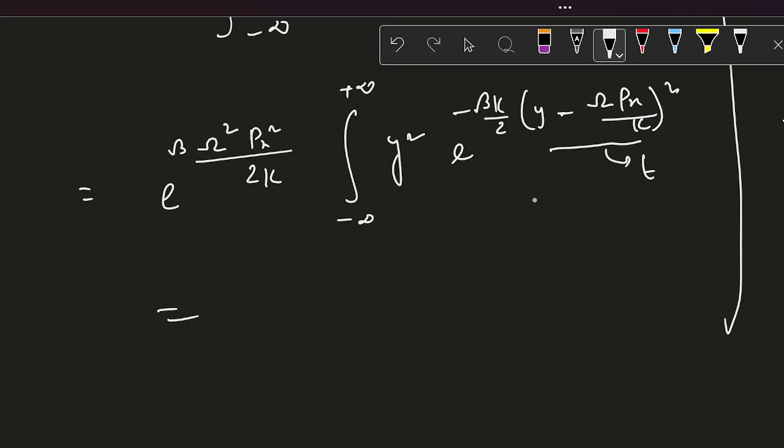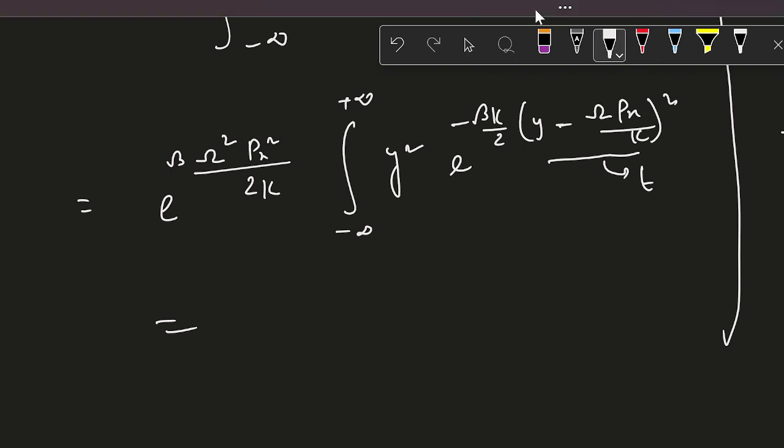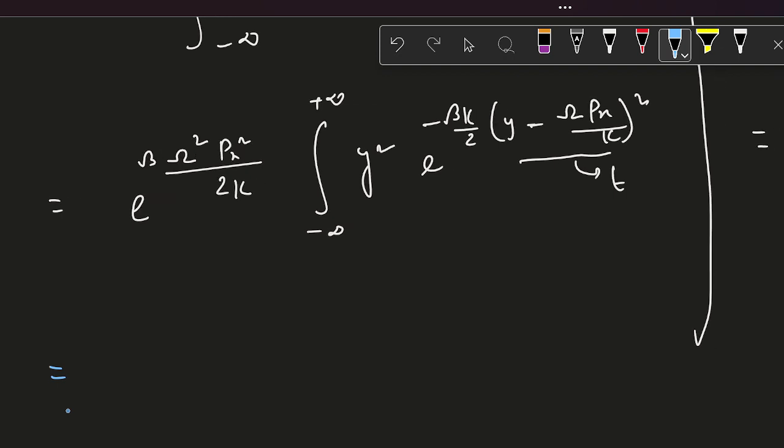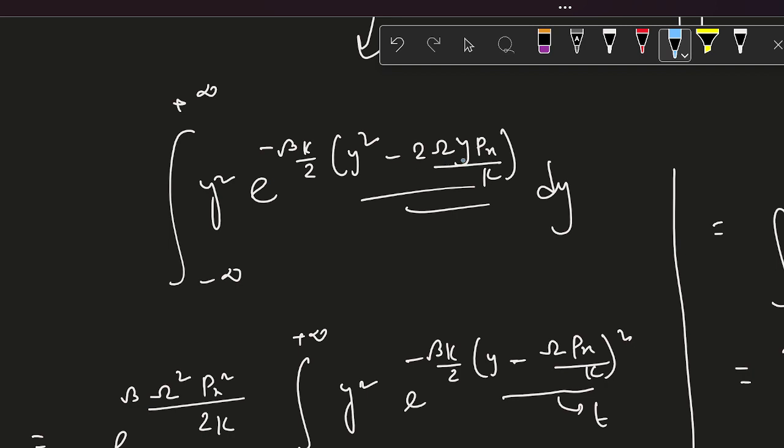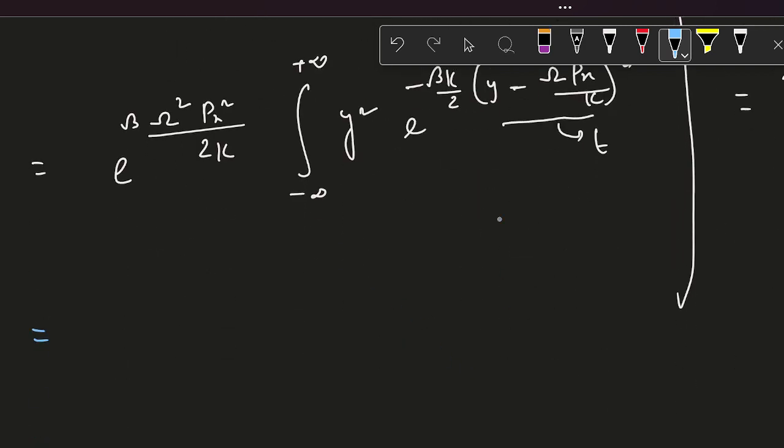So here we have to make a substitution of variables, right? You have to be careful, because there can be a mistake in the solution in this kind of a case. So just be very careful that you have minus beta k by 2, y minus, there will be a minus sign, omega px by k, whole square. Now you do a change of variables, that your new variable t is equal to y minus omega px by k. So what is your y? y is just your t plus omega px by k, right?